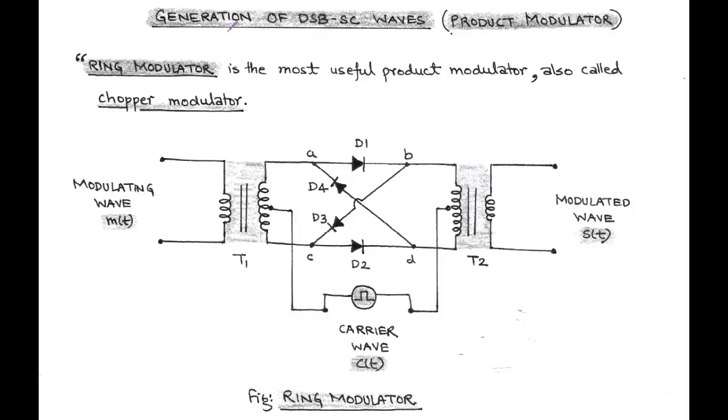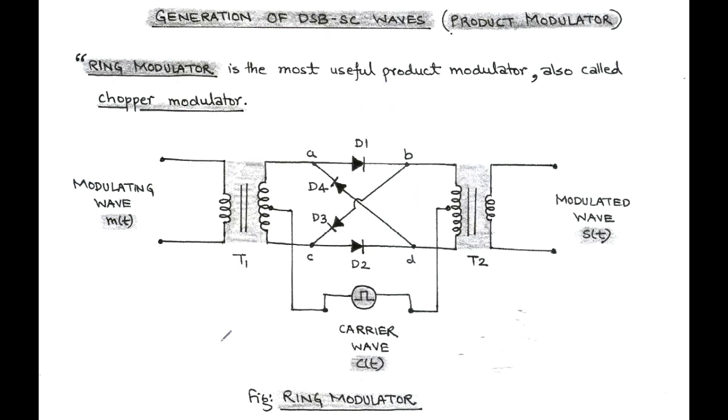Hello friends, our next topic is generation of double-sideband suppressed carrier. As we know, the double-sideband suppressed carrier is obtained by taking the product of carrier and message signal. So for the generation of double-sideband suppressed carrier we use a product modulator, and a ring modulator is the most useful product modulator, also called a chopper modulator.